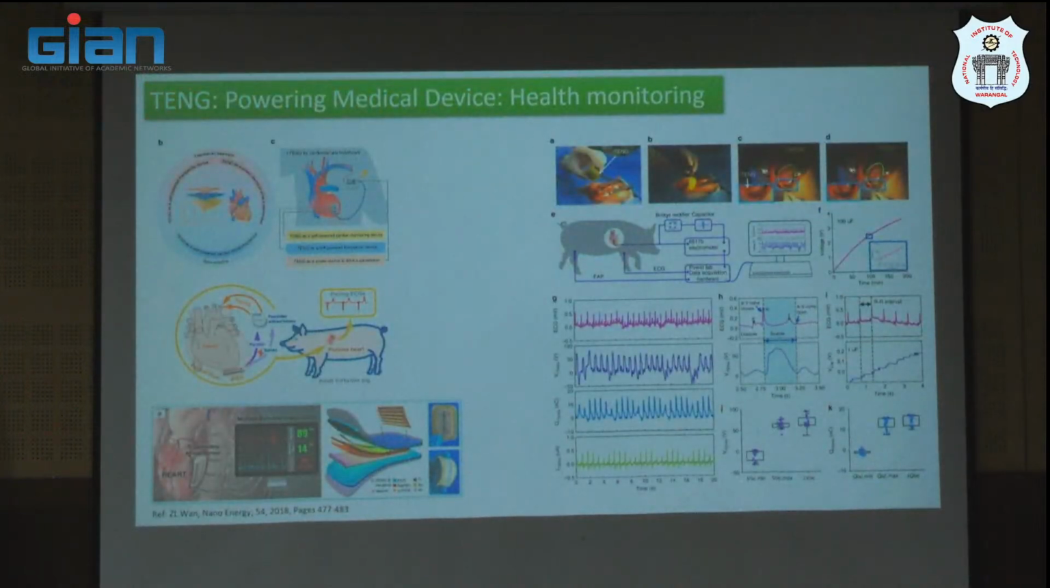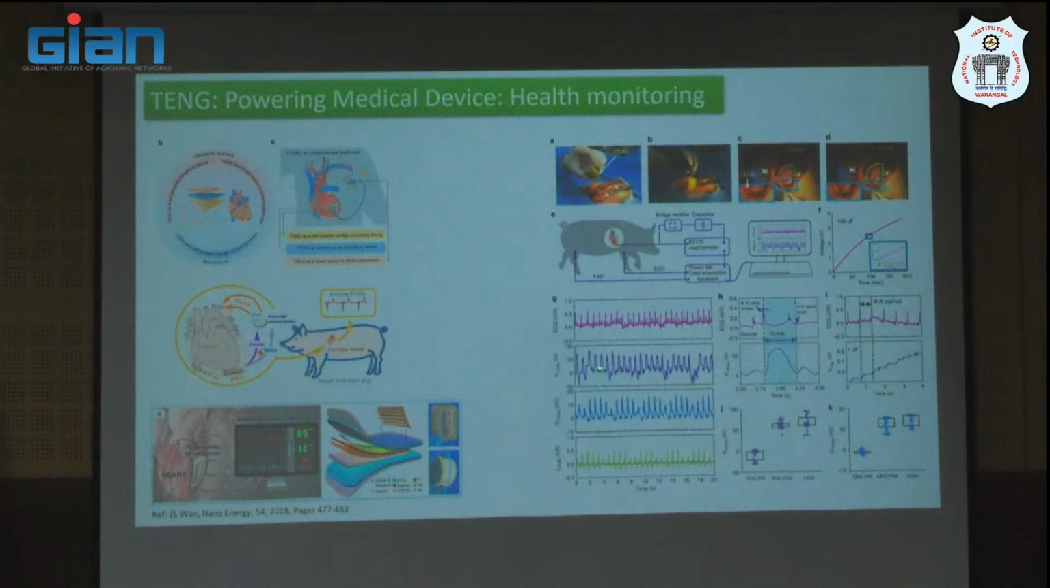And this is the last application, implantable medical. This is the place where we are actually interested. What we have seen is all the auxiliary applications we have with TNG. What they have done in this case is they have attached a TNG device to the diaphragm of the heart. When the heart beats, the diaphragm goes up and down. So that mechanical energy will be converted into a signal.